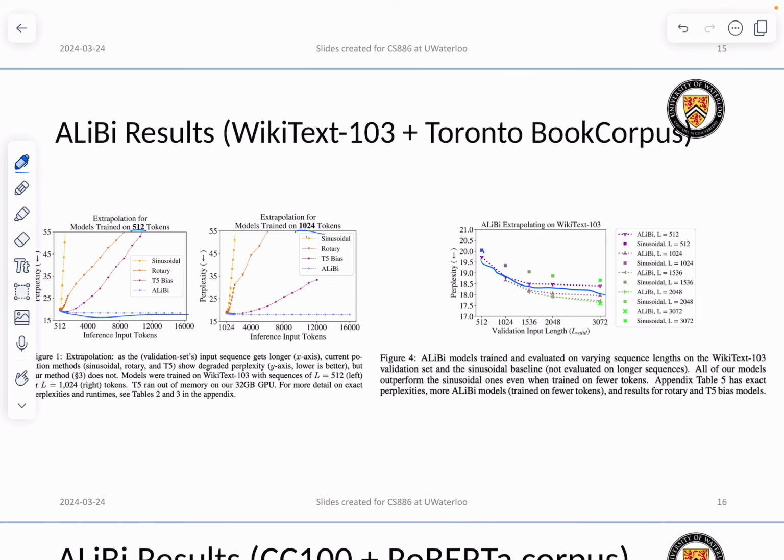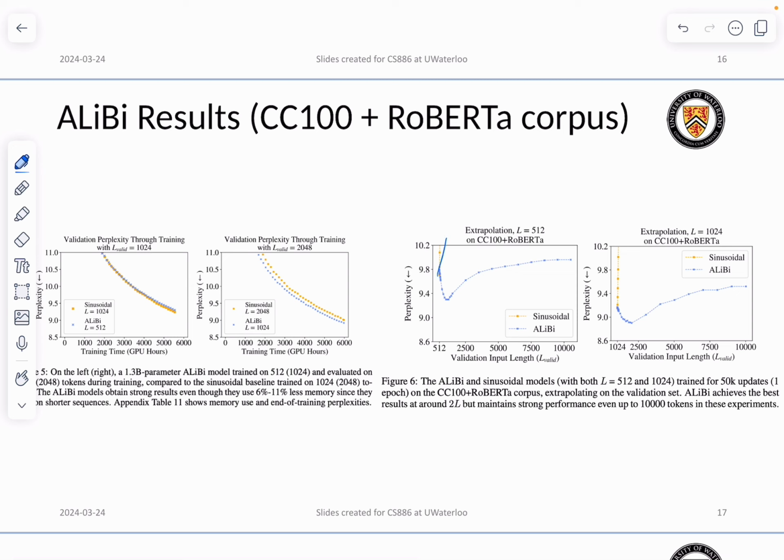And that's the same phenomenon here. It just explodes. Sinusoidal performance is very poor as soon as you increase the input length by a little bit, but ALiBi does fine. And here's the validation perplexity. It shows that ALiBi trained on half the tokens does just as well as the plain sinusoidal, basically on 1,024 tokens here, and 2,048 tokens here.